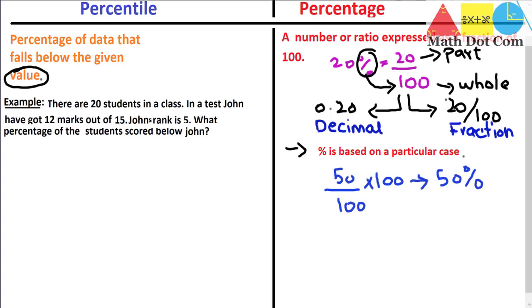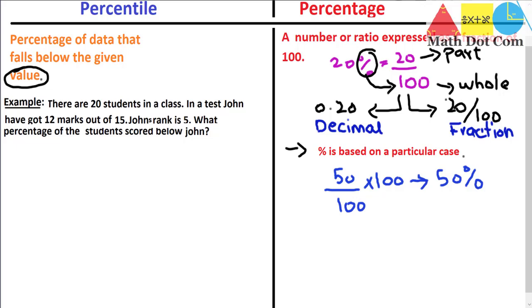So here we have an example. If there are 20 students in a class and in a test, one of the students whose name is John has got 12 marks out of 15 and John's rank is 5. Now what does it mean? Rank means that the marks John has attained are at the 5th position and there are 4 students who have got better marks than John. And what percentage of the students scored below John?